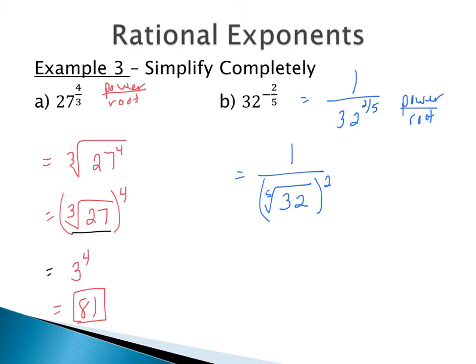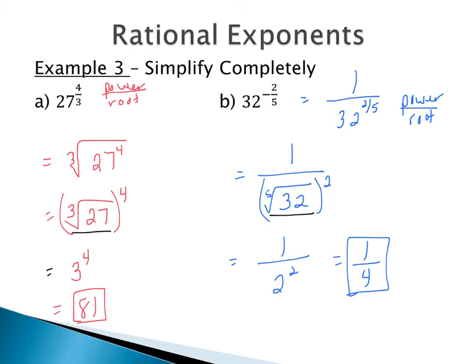So we have 1 over the 5th root of 32 raised to the 2nd power. We do need to figure out what the 5th root of 32 is. What number to the 5th power gives us 32? It is 2. You can verify that with your calculator. So we're left with 1 over 2 squared, and then just evaluating 2 squared, we're left with 1/4. So 32 to the negative 2/5 is really equal to 1/4.